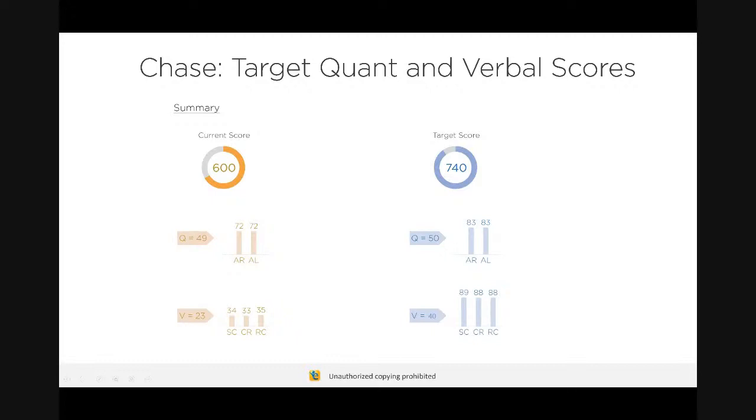Now, where does Chase spend his time? Remember, Chase was stronger in quant. He takes his quant to Q50. We don't recommend aiming for Q51. Why? Because getting a Q51 can be a bit challenging.